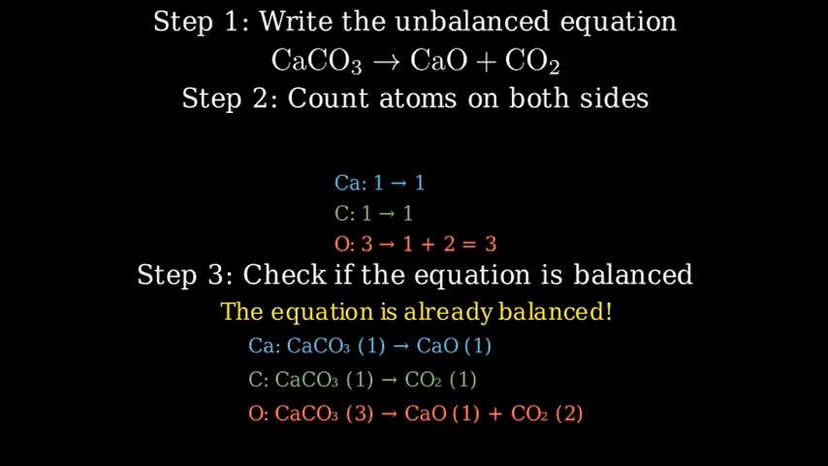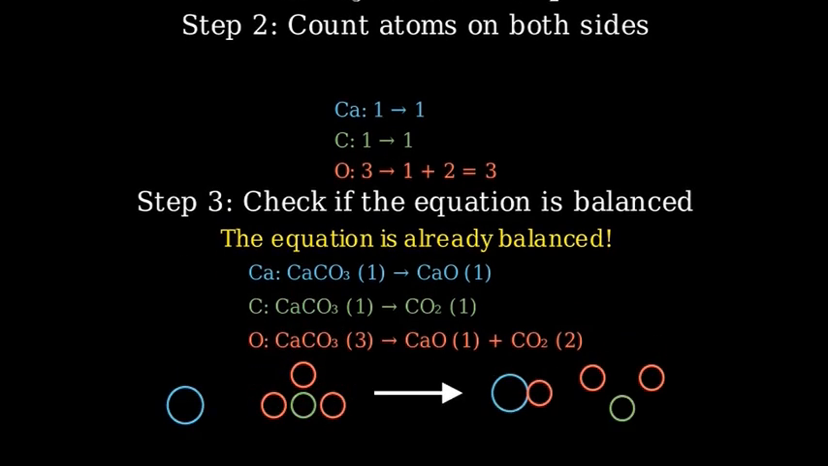Let's visualize this balanced equation. Here we have 1 calcium carbonate molecule breaking down into 1 calcium oxide molecule and 1 carbon dioxide molecule. Notice how all the atoms are conserved in this reaction.